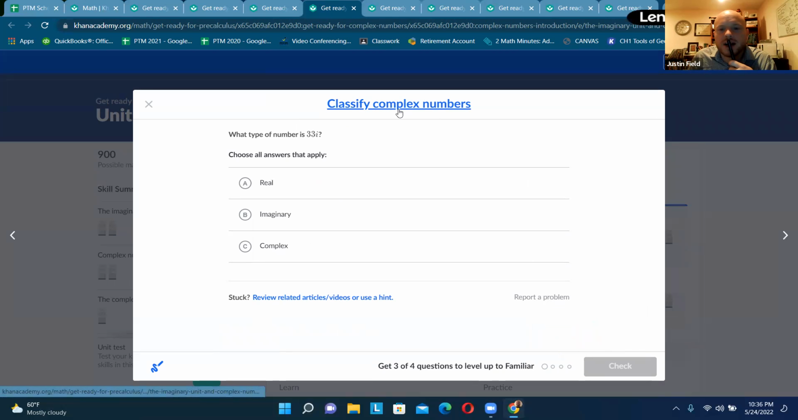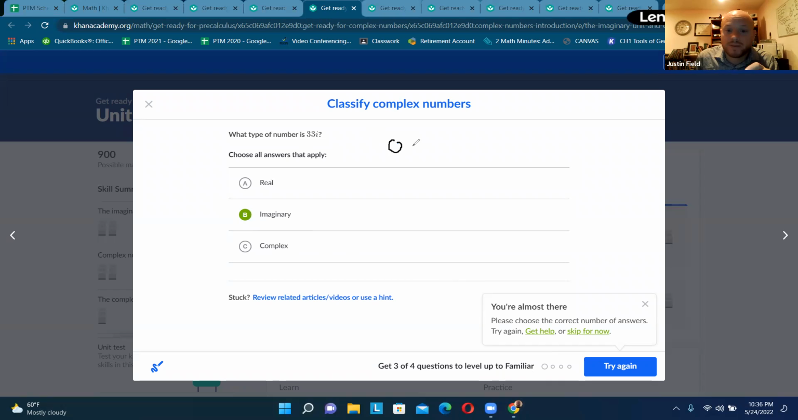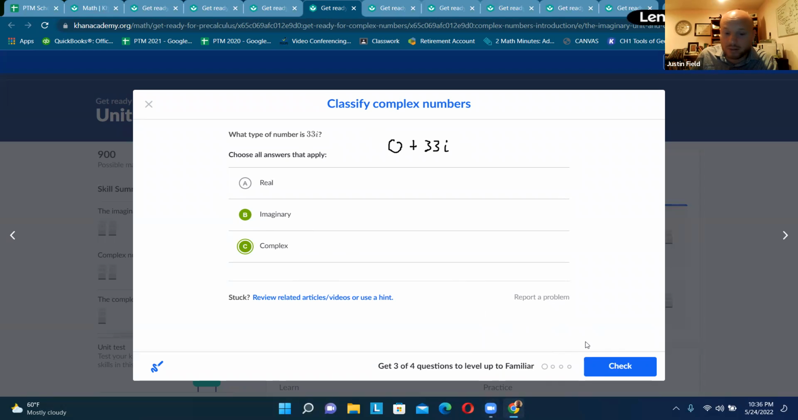All right, classify complex numbers. What type of number is 33i? It's imaginary because it doesn't include a real part. It's not complex. It's not a real number. Oh, sorry. It is complex. Before you lose faith in me, I'm going to tell you why it's complex. The real part is 0. Although I wasn't wrong to say it's imaginary, it's also a complex number.